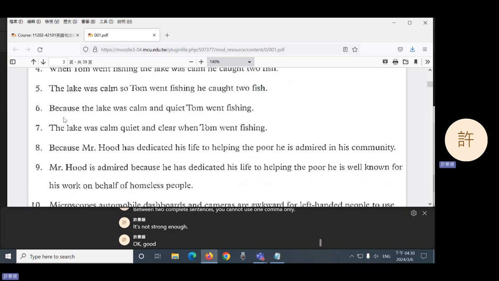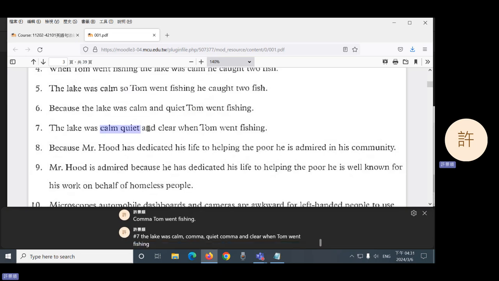Number six, because the lake was calm and quiet, comma, Tom went fishing. Number seven, the lake was calm, comma, quiet, comma, and clear when Tom went fishing. This is a list, A, B, and C. A, comma, B, comma, and C.